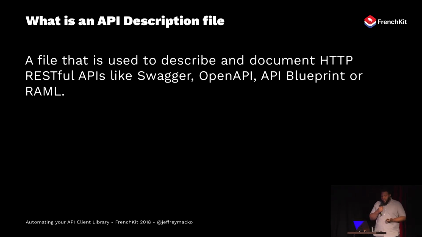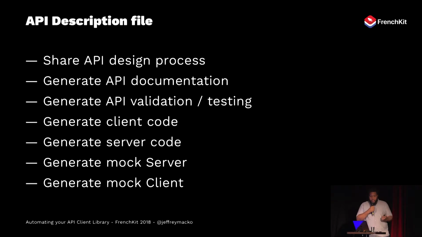What is an API description file? It's really easy, just a file that describes our REST API functions. Like Swagger, like OpenAPI, like RAML, like API Blueprint, there are a lot of API description file formats. An API description file is really a contract between the server and the client. It will help to share the design process, generate API documentation, validation, testing, client code, server code, mock server, mock clients. I mean, we can do everything with it.